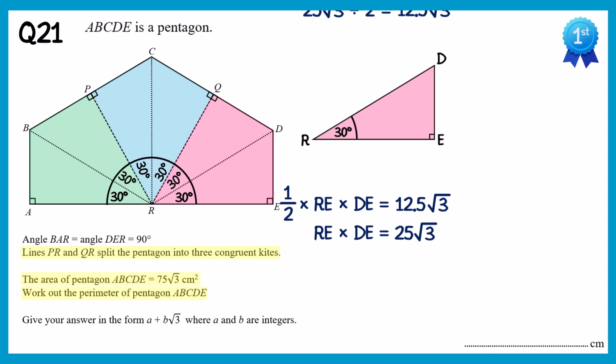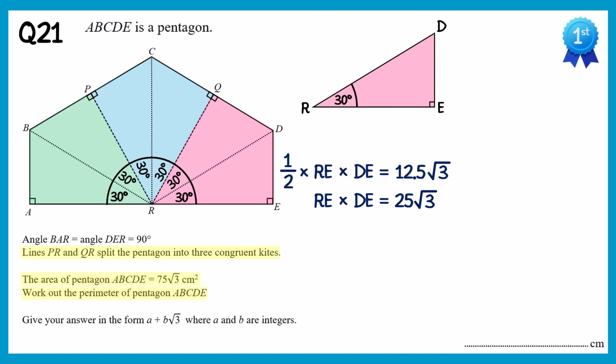Now we can also work out a second equation involving RE and DE. If we label the sides of this right-angle triangle based on the 30 degrees, then DE would be the opposite and RE would be the adjacent. We could then use SOHCAHTOA to write down tan of 30 is equal to the opposite, which in our triangle is just DE, divided by the adjacent, which in our triangle is RE. The exact value of tan 30 is one you should know, it's the square root of 3 over 3.